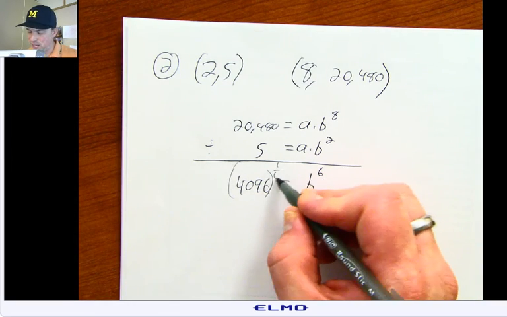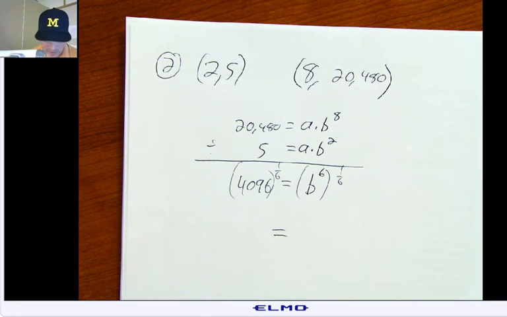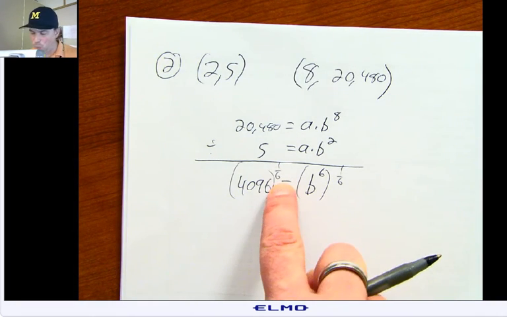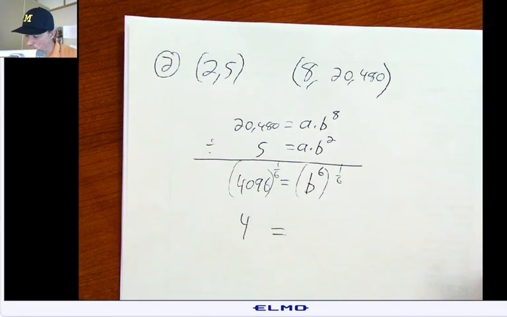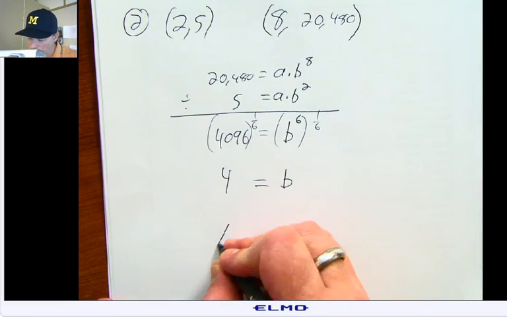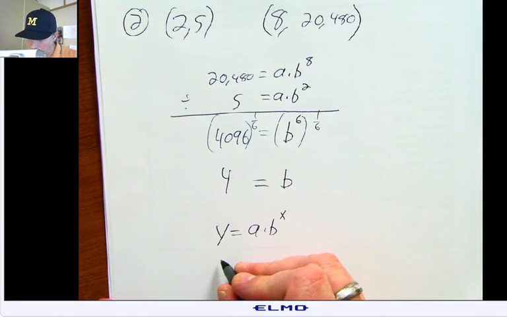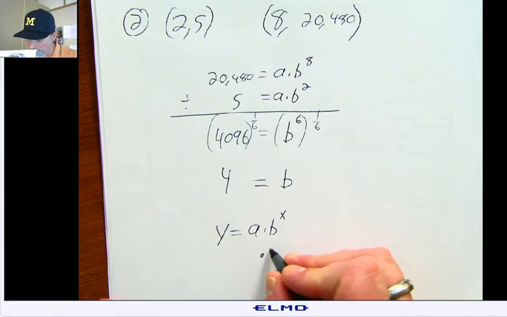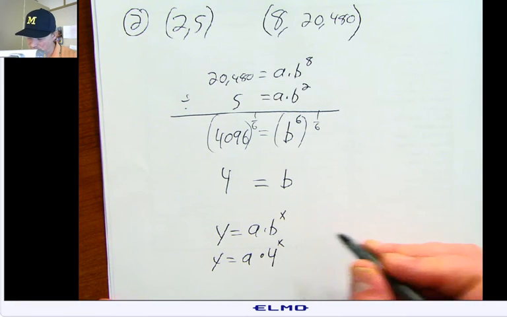You raise both sides to the 1/6 power, or you could think of it as I do the 6th root of both sides. This is not one that needs to be memorized on your list, so I'm going to go ahead and just use my calculator here. And when I do the 6th root of 4,096, I got an answer of 4. So B equals 4. So I now know that of A times B to the x, my B is equal to 4.